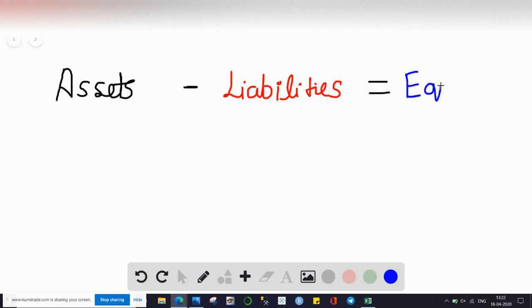Why have I used different colors for different variables? There is a specific reason behind this. And what are the reasons? I will just explain to you.